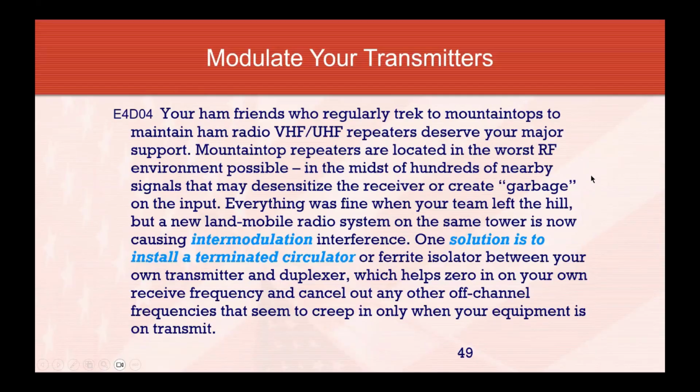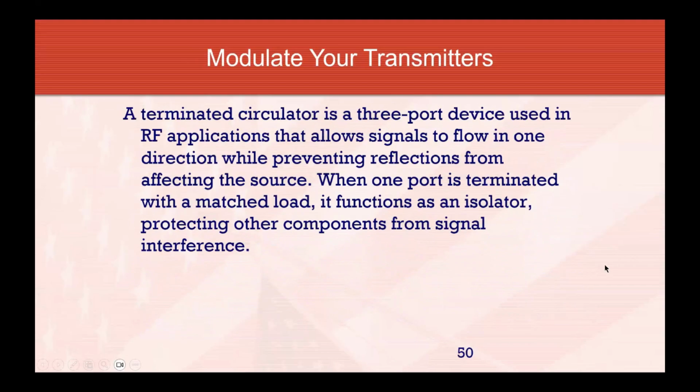Let's see. One of the solutions for solving intermodulation, use a terminated circulator or a ferrite isolator out there to quell that spurious signal that you don't want. What is a terminated circulator? A 3-port device. I've never seen one, by the way. A 3-port device for RF allows signals to flow in one direction, and it siphons off basically the unwanted signal so it doesn't go out the output port. That's kind of it in a nutshell.